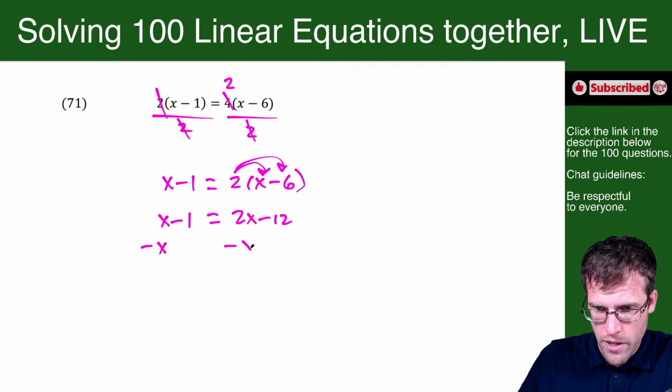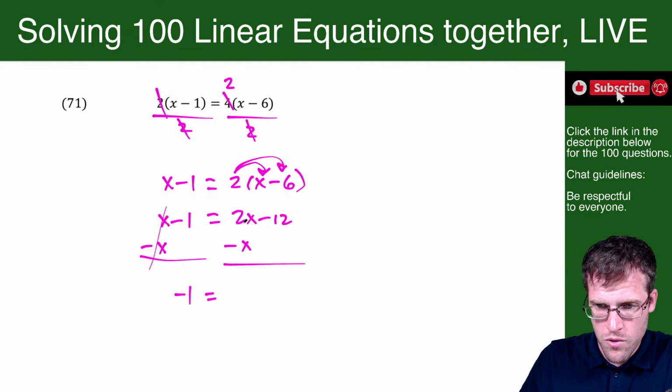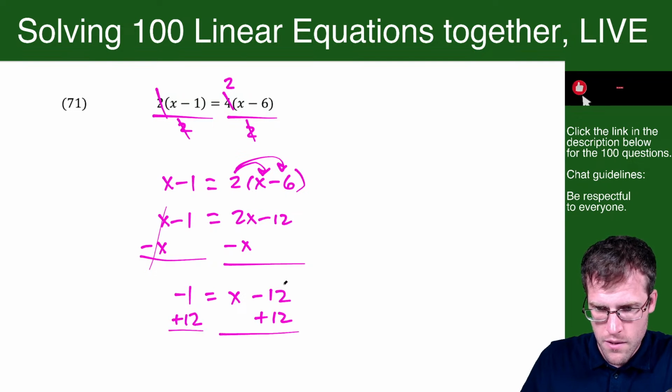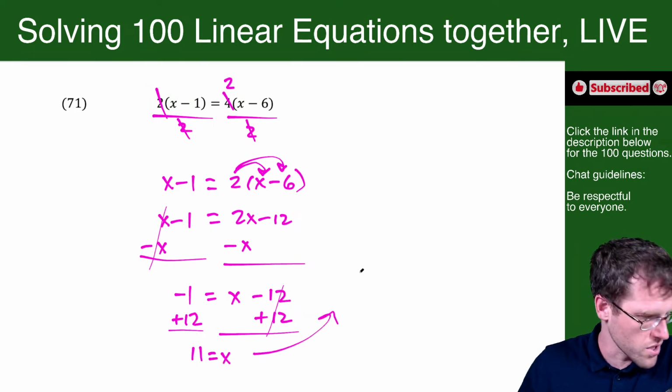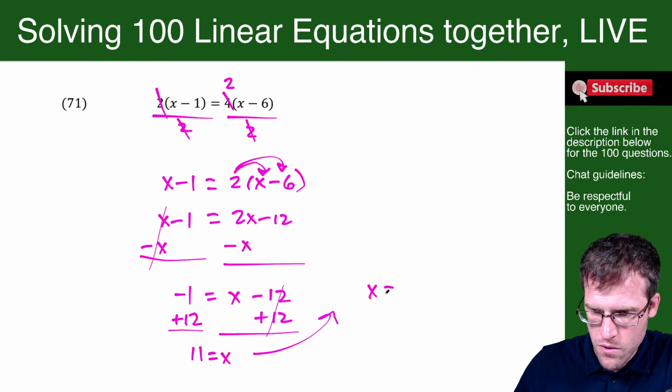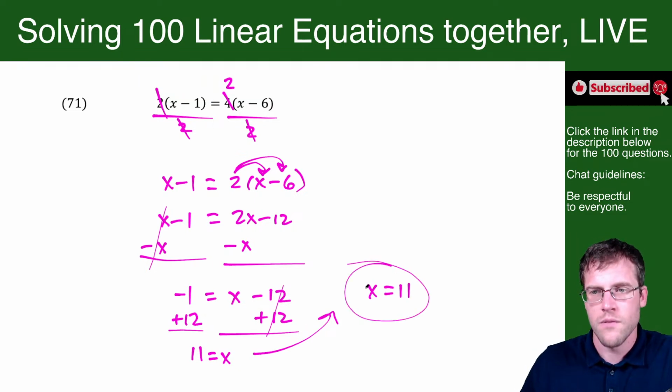So in this case, I would go minus x on both sides. And now you got minus 1 equals 2x minus x is 1x, or just x, minus 12. And now add your 12 to both sides. And 12 minus 1, or negative 1 plus 12 is 11, equals x. So question 71, x equals 11. Cool.